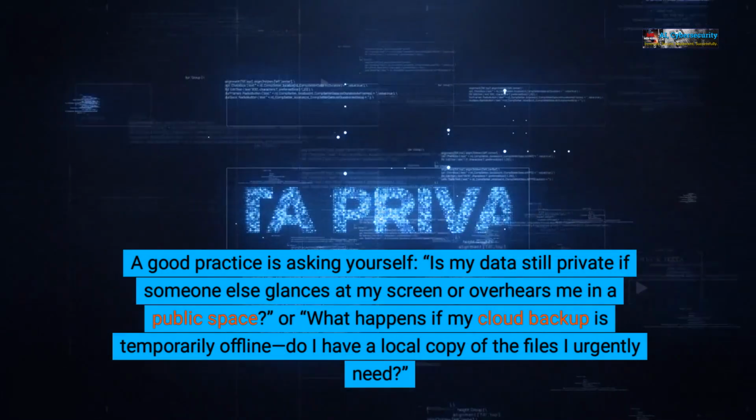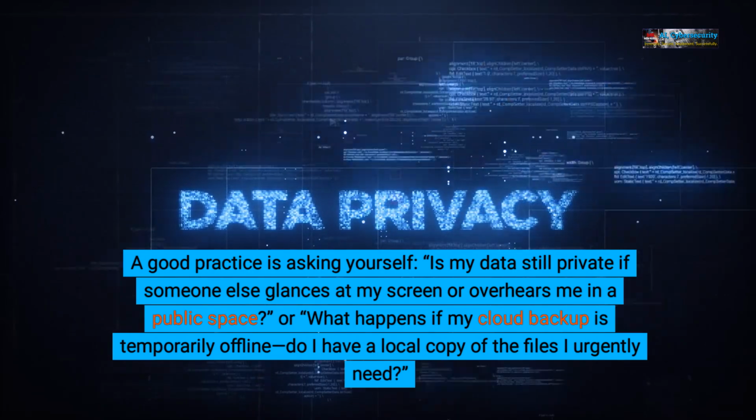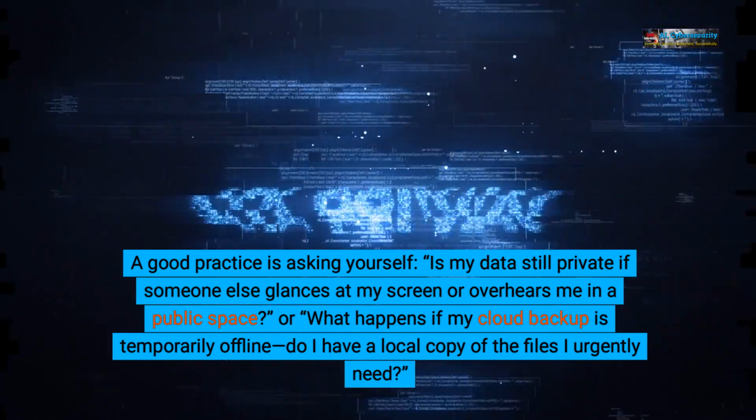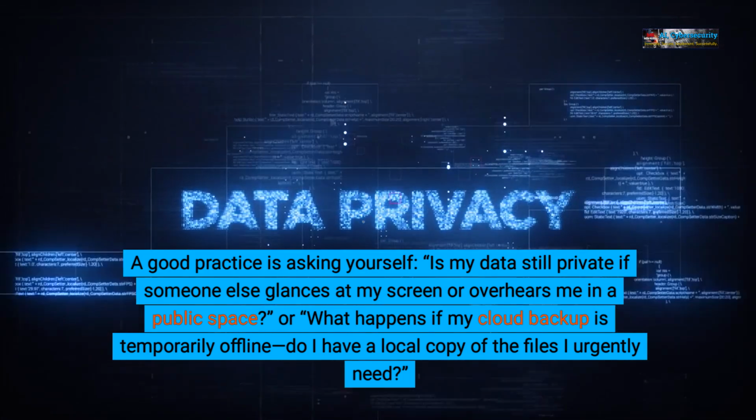A good practice is asking yourself, is my data still private if someone else glances at my screen or overhears me in a public space? Or, what happens if my cloud backup is temporarily offline? Do I have a local copy of the files I urgently need?